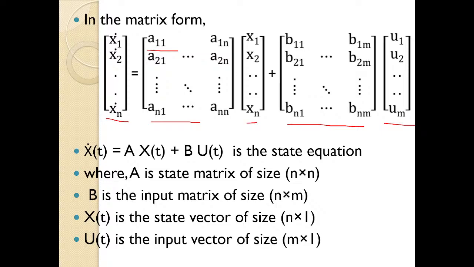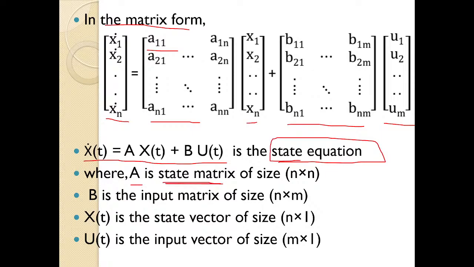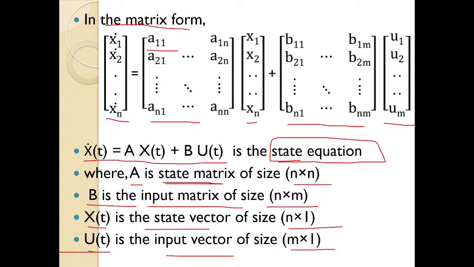So this whole matrix form can be written in one equation, that is x dot of t is equal to A x of t plus B u of t, which is our state equation. So what is A? A is a state matrix of size n into n. B is an input matrix of size n into m. x of t is a state vector of size n into 1. And u of t is the input vector of size m into 1. You just compare what I have written with the above matrix, it will tell you.